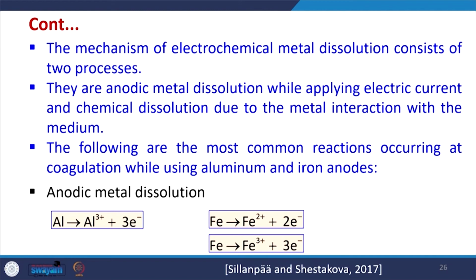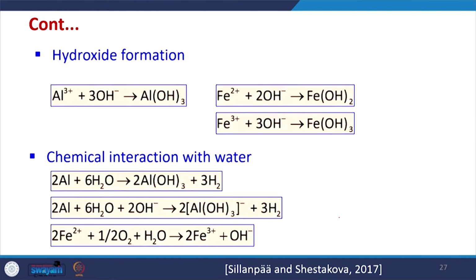The mechanism of electrochemical metal dissolution consists of two processes: anodic metal dissolution while applying electric current, and chemical dissolution due to the metal's interaction with the medium. Depending upon the pH, there will be chemical dissolution also, and also on what type of species are present in the water. There will always be anodic metal dissolution because of electric current. The following are the most common reactions occurring in the coagulation. We have already known these things, and hydroxide formation will take place, as we have already studied.